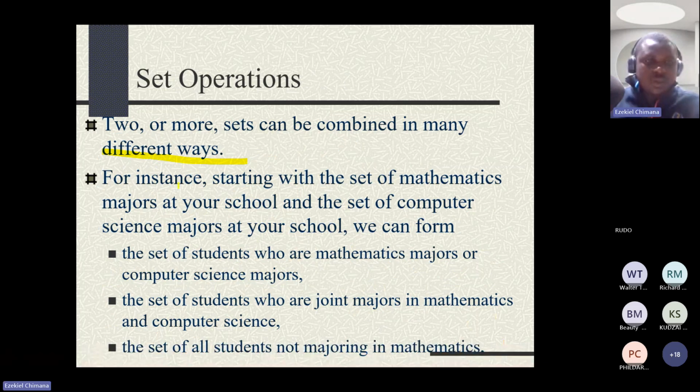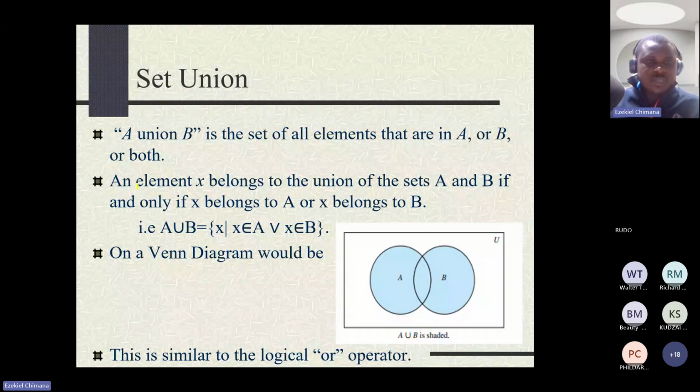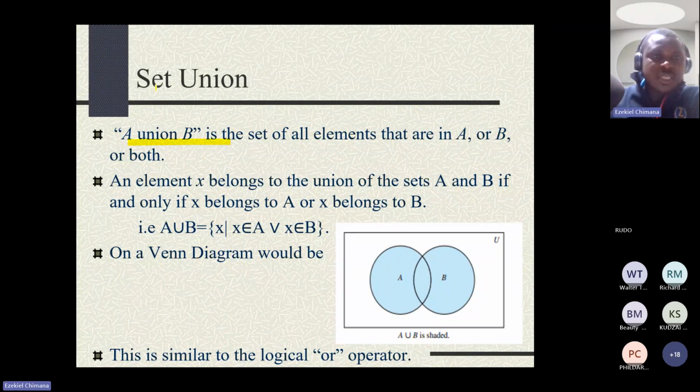Then let's look at the issue of set operations. So A union B, we've got the set union. A union B is the set of all elements that are in A or in B or both.